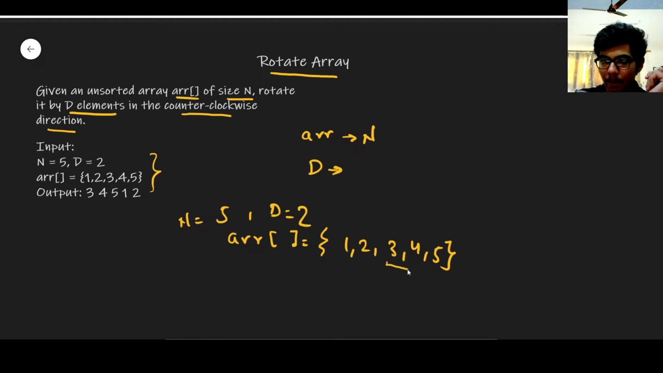By d elements, if I see over here, this is the d, right? This is 0 index, this is 1 index, this is 2, this is 3, and this is 4. At the second index we have to rotate. So when I rotate after the second index in the counterclockwise direction, I will get the array as 3, 4, 5, 1, and 2.